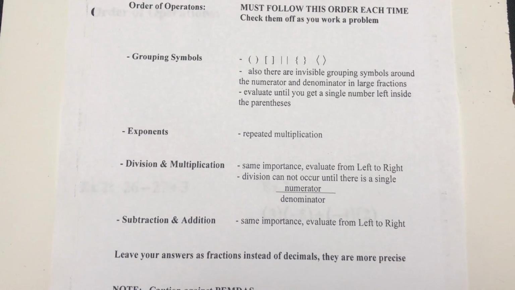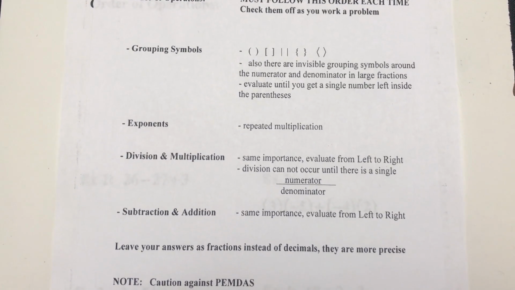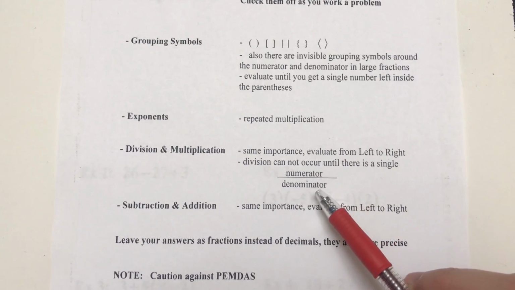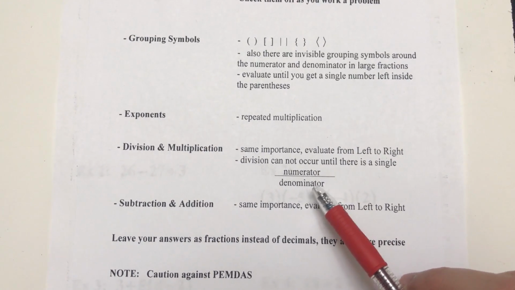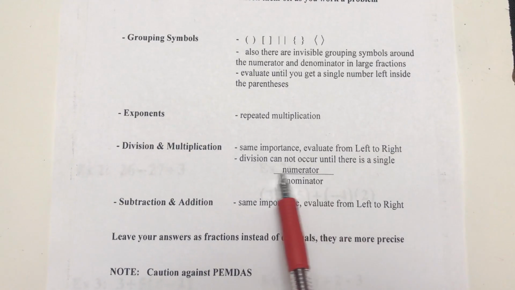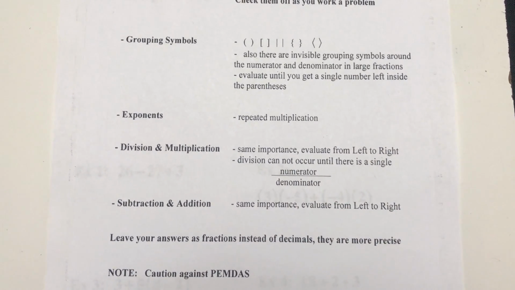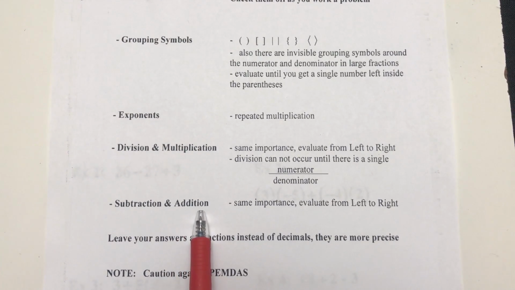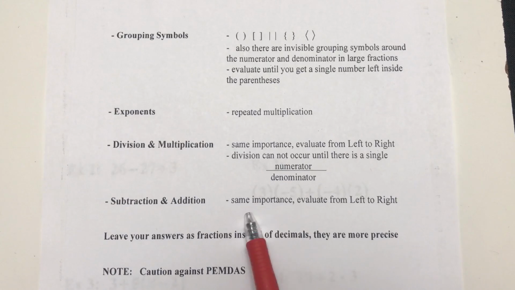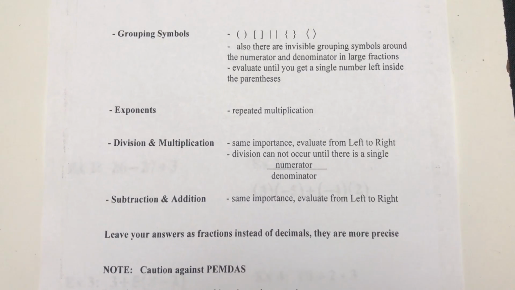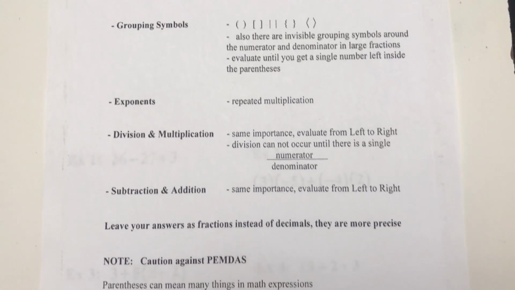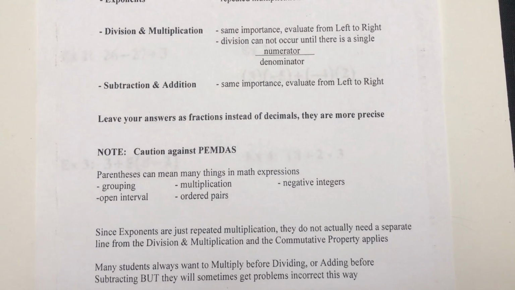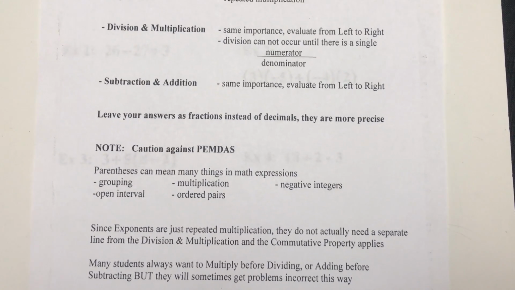Note that division cannot occur until there is a single number in the numerator and a single number in the denominator. You'll often see it separated by the division bar. Finally, the last step in the order of operations is subtraction and addition. These are also of the same importance, and you evaluate these from left to right. Moving on, it says leave your answers as fractions instead of decimals. They are more precise.